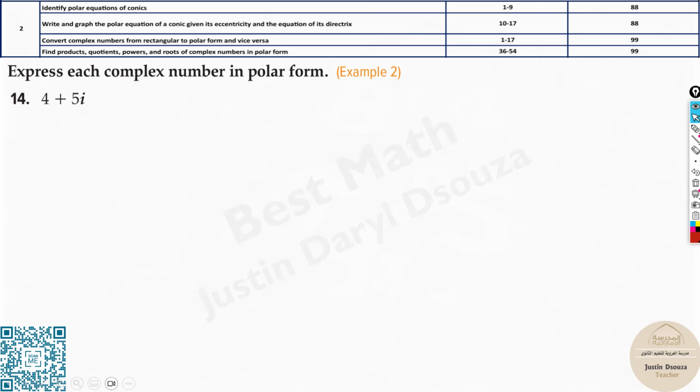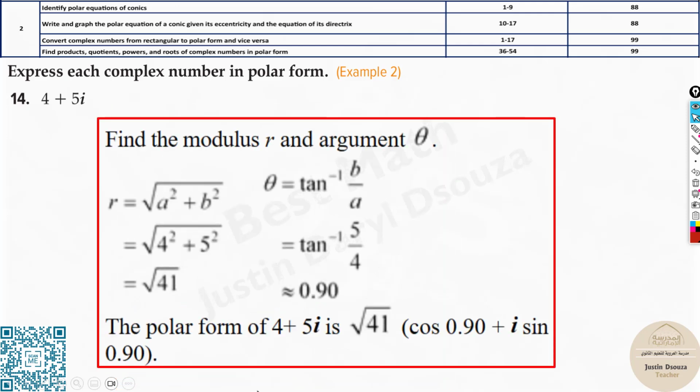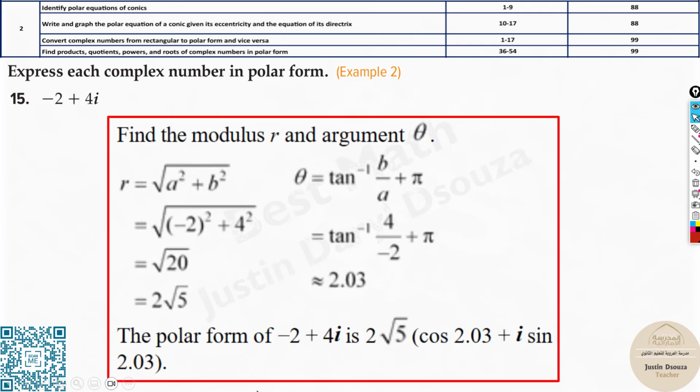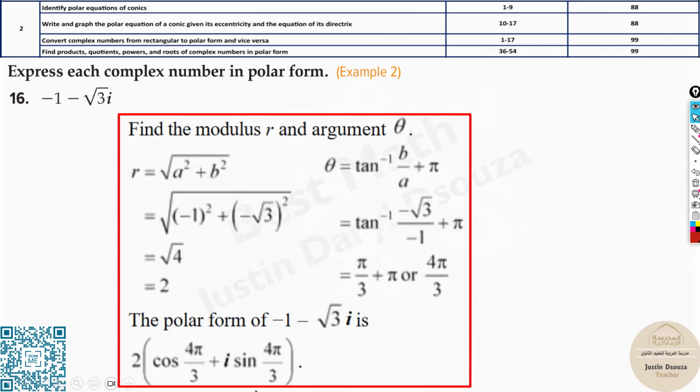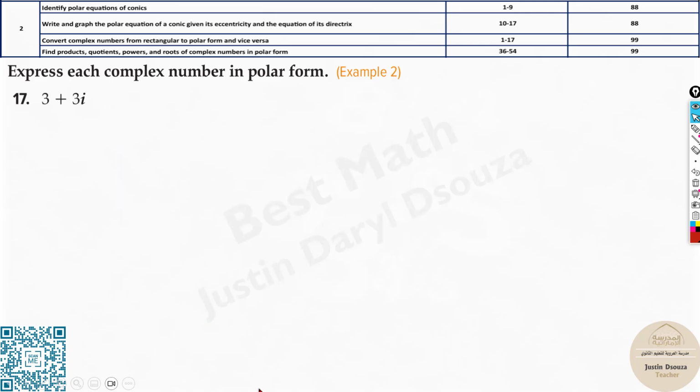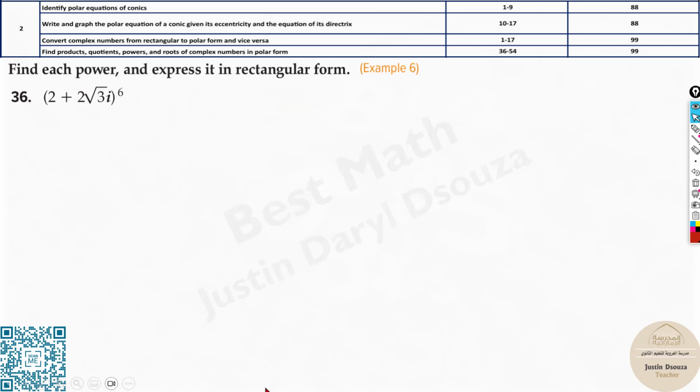Similarly, this one as well. You can do it by yourself and then check for the answers here. And here as well, as it is. Same thing here.